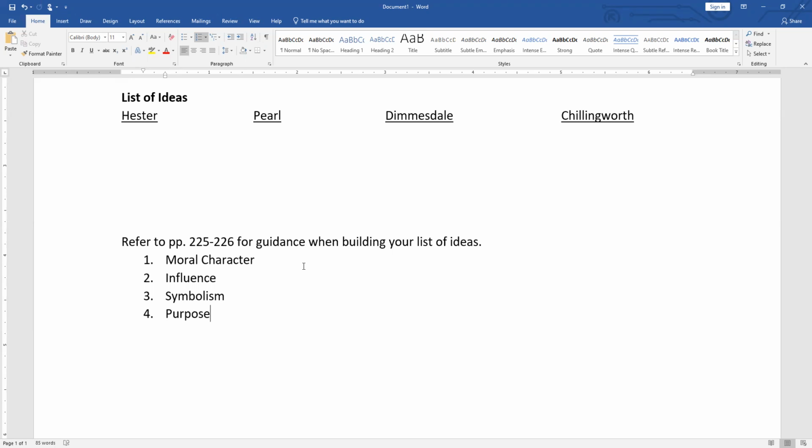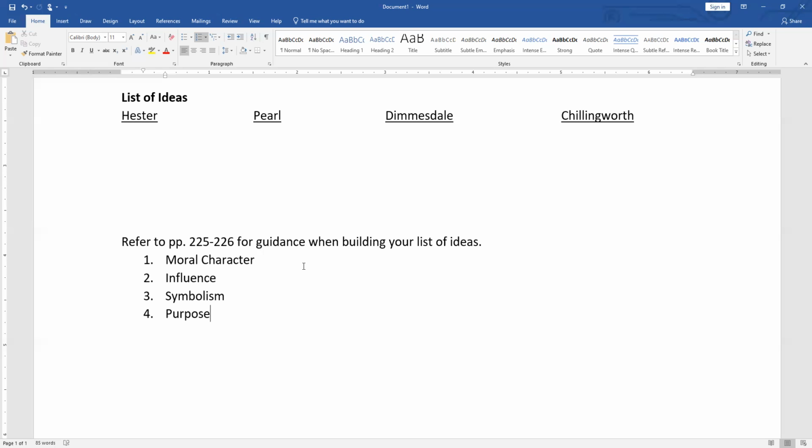Symbolism, obviously, we talked a lot about symbolism in The Scarlet Letter. So are there any symbols associated with this character? How does the symbol reveal him or his purpose in the story? Denotative and connotative meanings of the name. And what does his appearance reveal about him? So with symbolism, you can talk about how their appearance symbolizes their inner character.